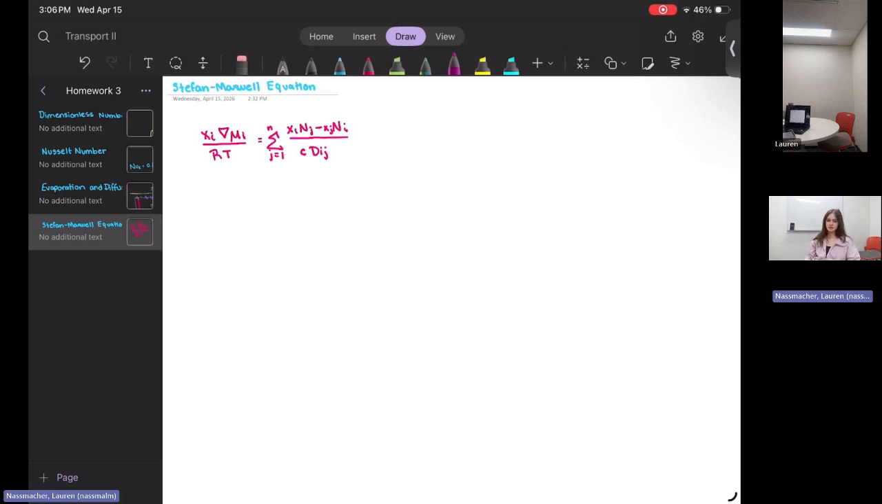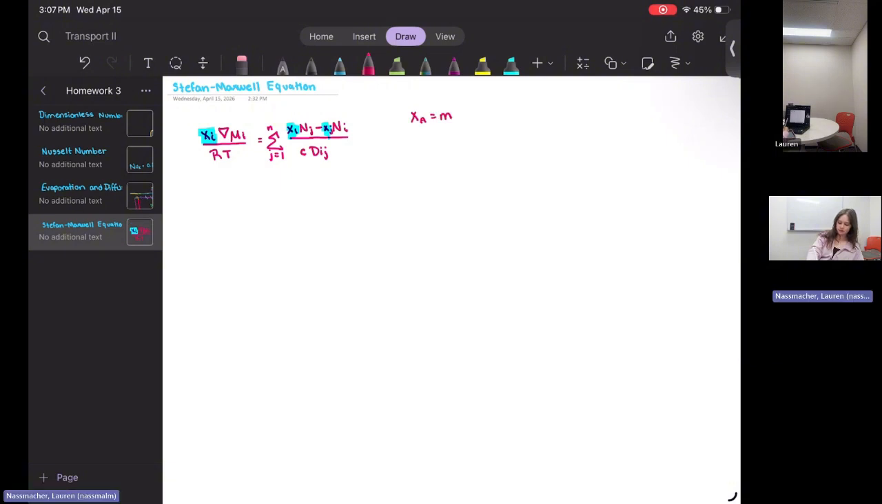The Stefan-Maxwell equation is a very important equation in engineering. It helps us find the relationships between multiple components in a system, in a binary system. So let's look at each component of this equation and determine what it's trying to tell us. Right here we have our x of I, and these are all components.